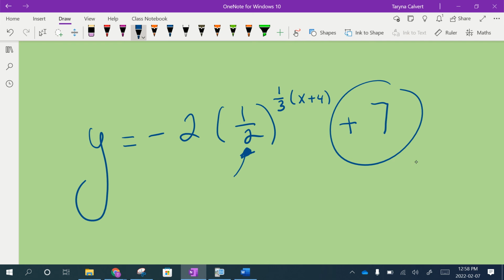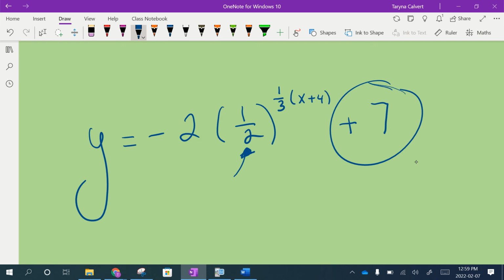And then also we know that there's a vertical stretch by a factor of 2, a reflection in the x-axis, a horizontal stretch by a factor of 3, a horizontal translation of 4 units to the left, and a vertical translation of 7 units up. Okay, so all the transformation knowledge from chapter 1 is pertinent, that it's still somewhere in your brain to bring forward. Okay, and then how you would figure out your range.